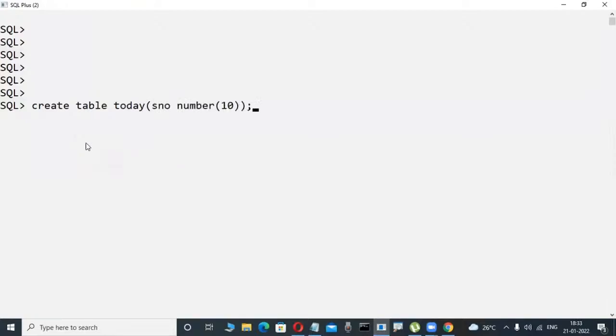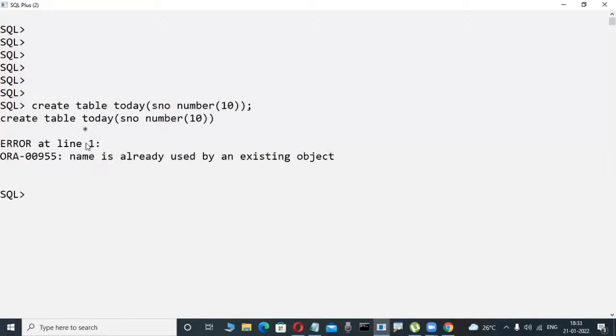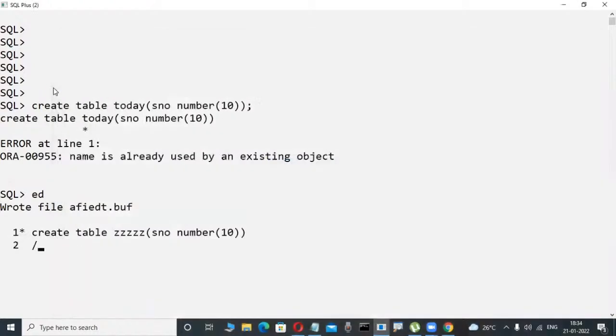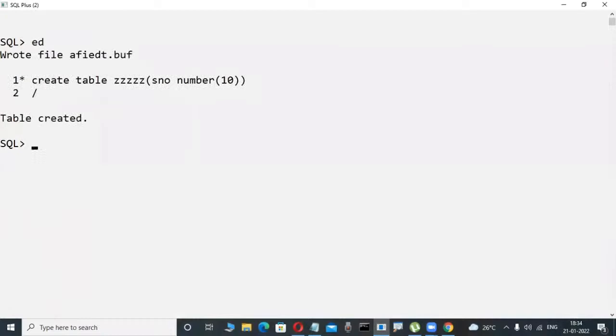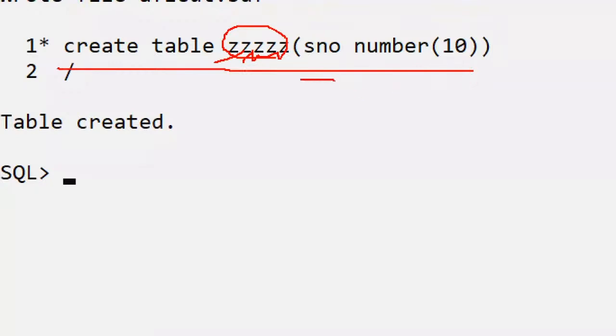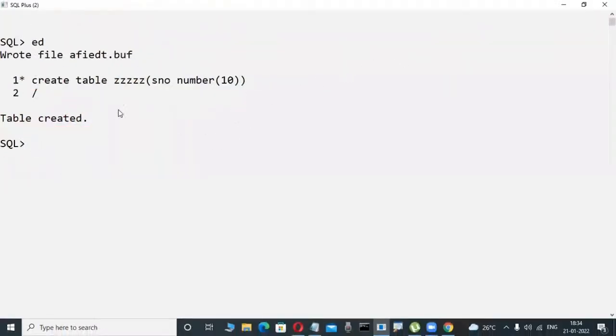Slowly observe here, concentrate. Suppose Z is a table. For example, I am creating it. Z is the name I am giving. The table I am creating exists only in my Oracle database, SQL Server database, or MySQL database. Okay, the table is created. Slowly observe here.